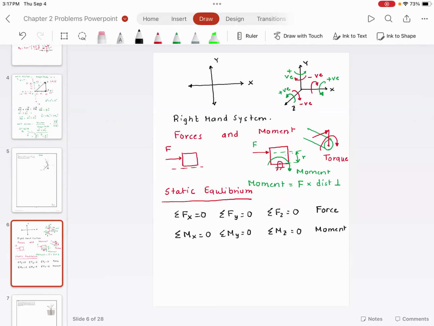Forces in the x direction cancel each other. Forces in the y direction cancel each other. Forces in the z direction cancel each other. Moment about x. Please understand, this is not the moment about any other axis, but the moment about x. The sum of moments about x is 0. The sum of moments about y is equal to 0. The sum of moments about z is equal to 0. Everyone understood this? Now I want to give you a very simple problem.